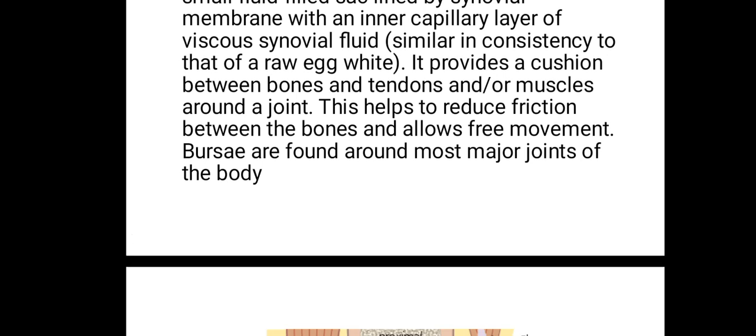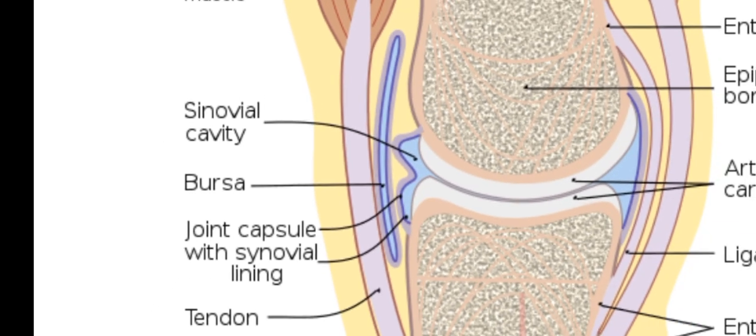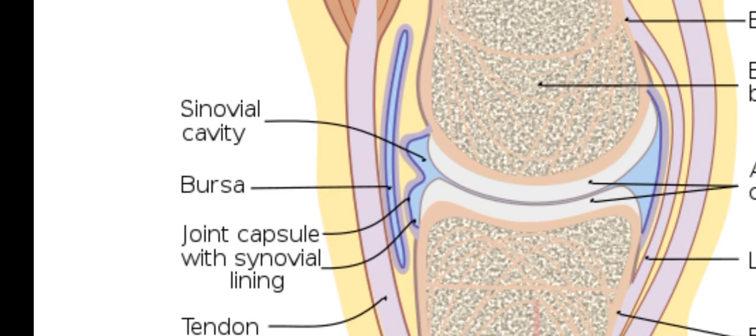This helps to reduce friction. I told you it's a lubricating substance between the bones and allows free movement. Bursae are found around most major joints of the body, but today we will be talking about the shoulder joint. This is not the shoulder joint, but a diagram of a typical joint. You can see the bursa by the side. This is actually the knee joint. The knee joint is analogous to the shoulder joint. The lower limb is somewhat like the upper limb, so they have similarities.